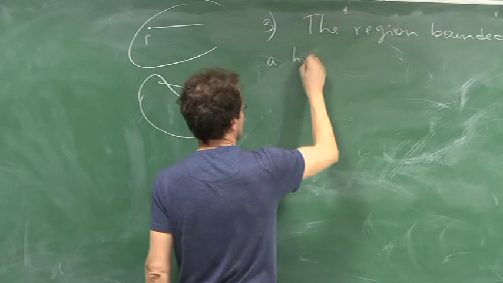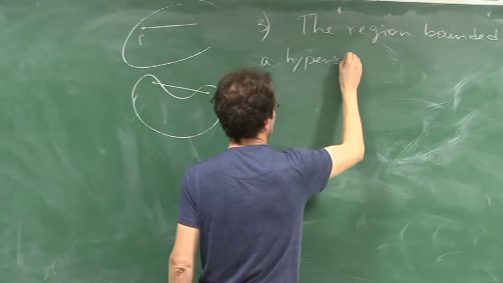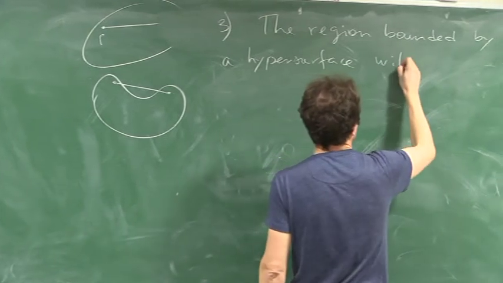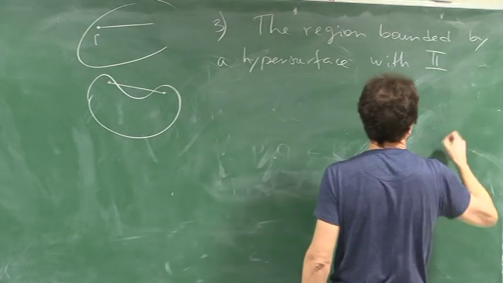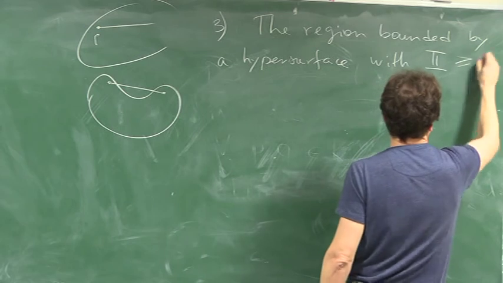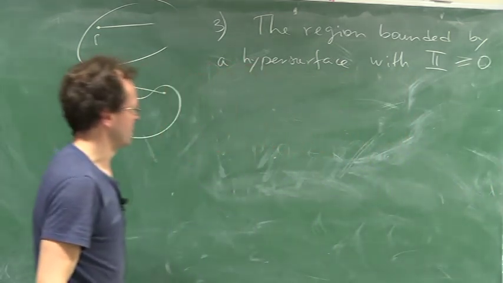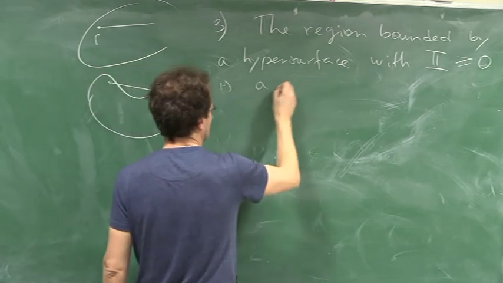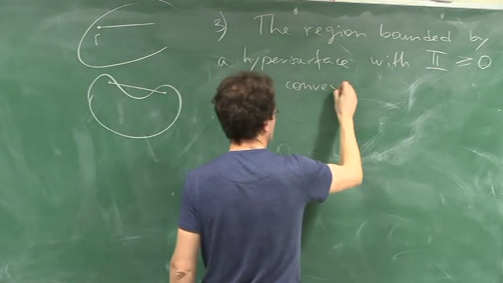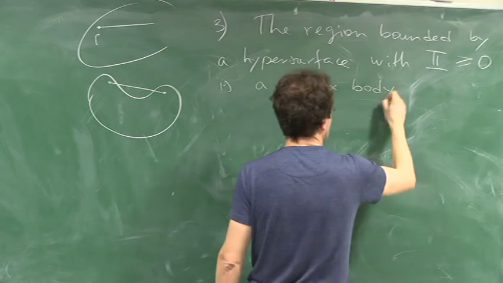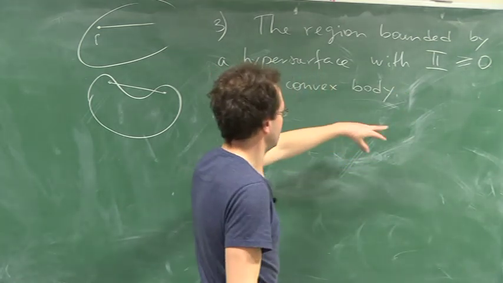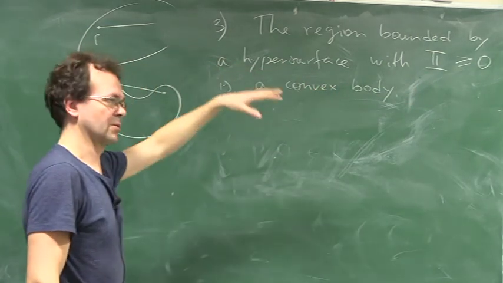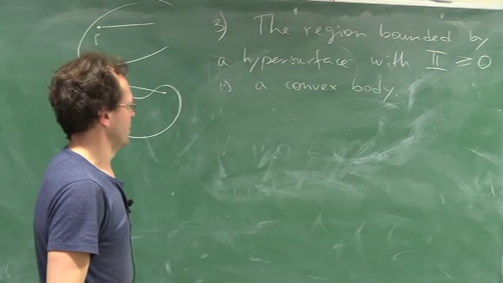Bounded by a hypersurface with the second fundamental form non-negative is a convex body. So a few words about that. This condition is local, but it implies the global convexity.